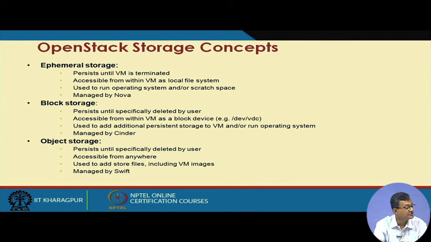Then we have object storage, which is managed by Swift. It persists until specifically deleted, is accessible from anywhere, and is used to add and store files including VM images. Some of the images managed by the Glance service are also stored in the object storage, which, as we discussed earlier, is managed by Swift.